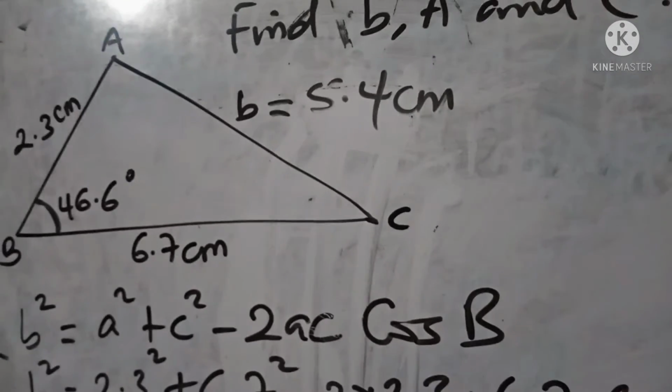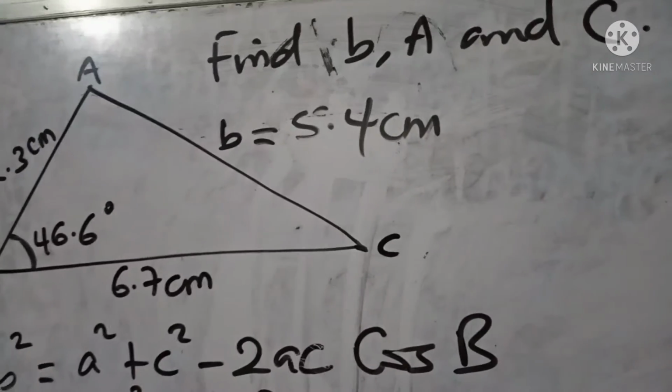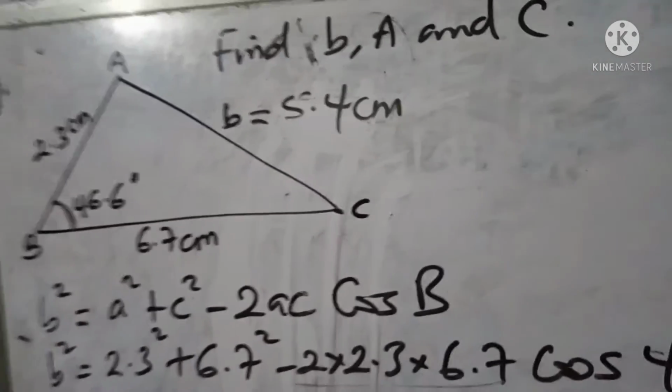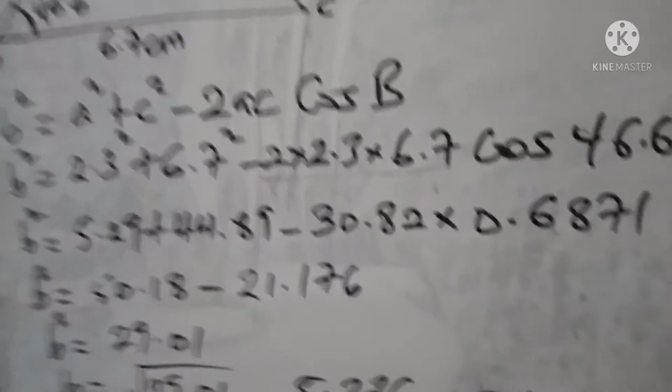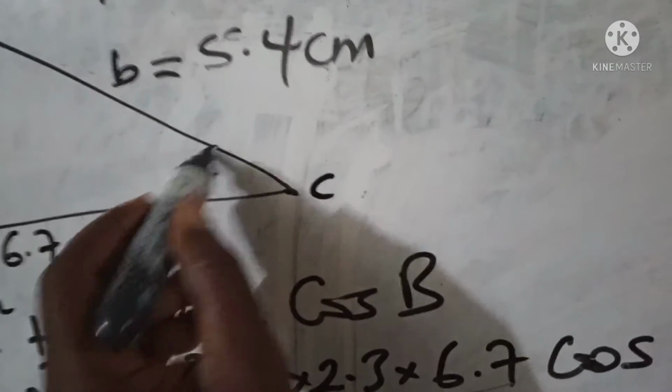Or when you are given the three side and an angle, or two angles and a side facing one of them, you use sine rule. So we are going to use sine rule. Now the sine rule we are going to use, we want to get the angle for C, this angle C.